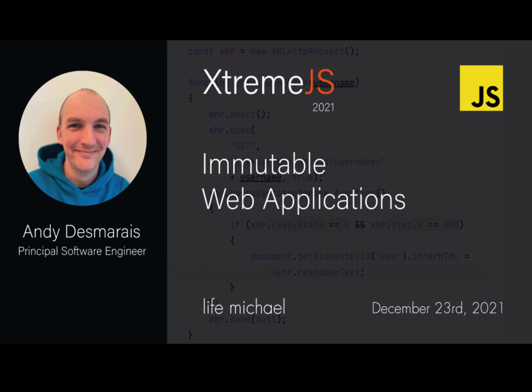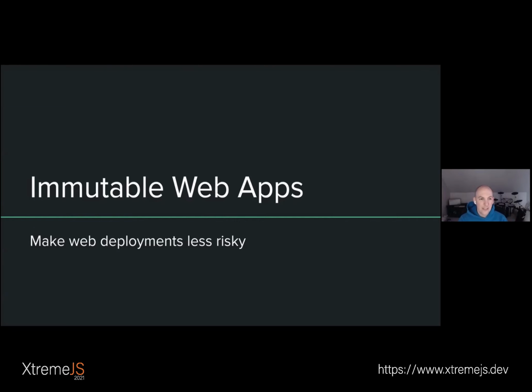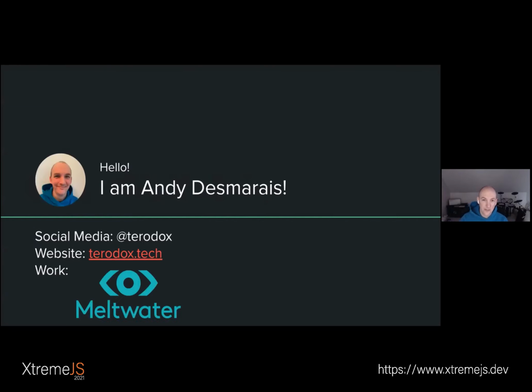Today I'm going to be talking about immutable web apps: what they are, how they came about, and why they make our web deployments a little less risky.